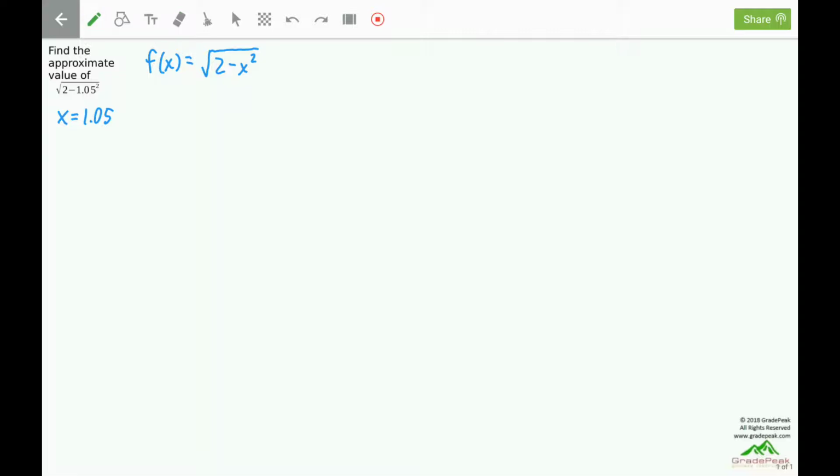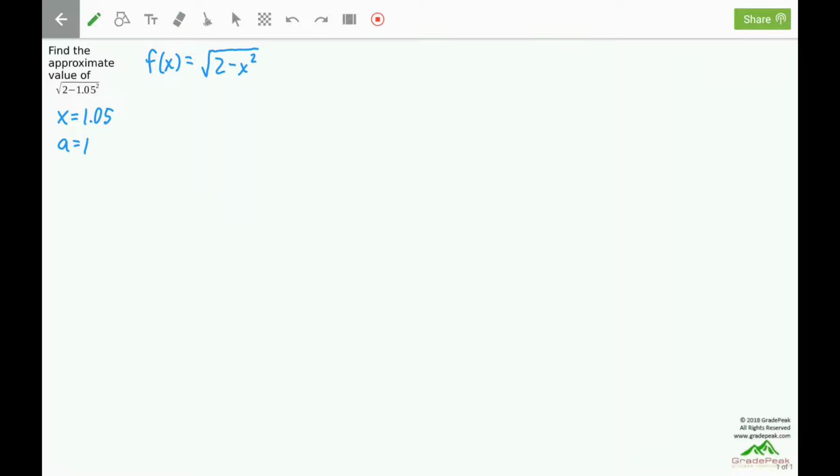The third thing to do is to identify a value a near the x value of 1.05 that can be easily evaluated in this function f of x. 1 is near 1.05, and it's easy to square, and if you subtract it from 2 after squaring it, it'll give us a 1, which is a perfect square under the square root, so a will definitely be a 1 here.